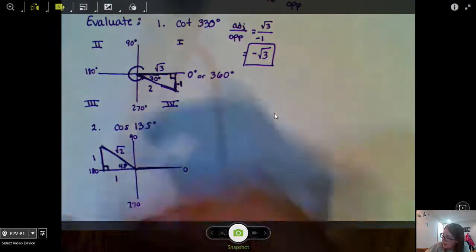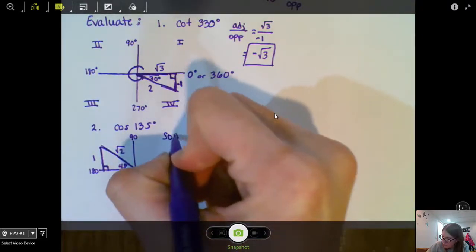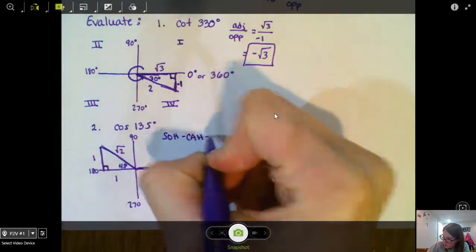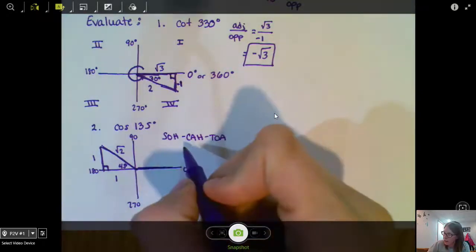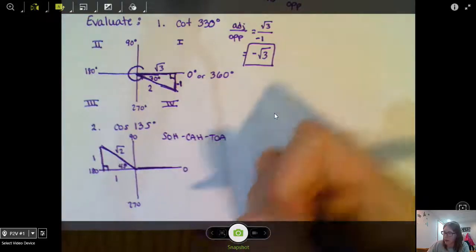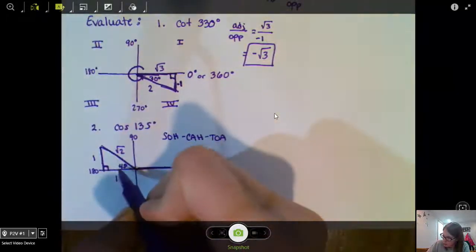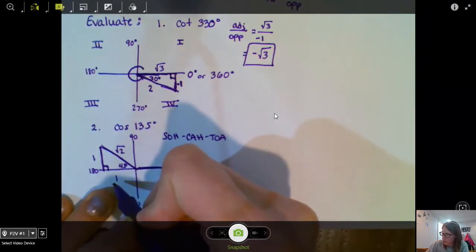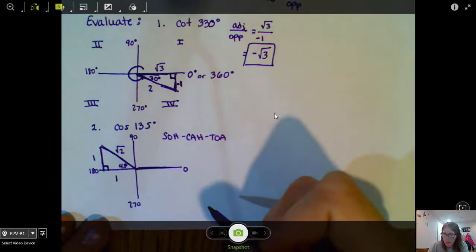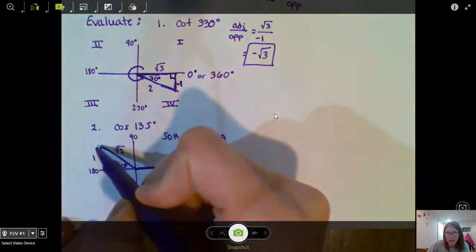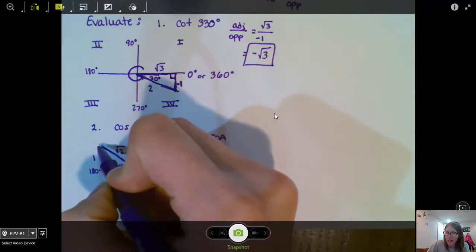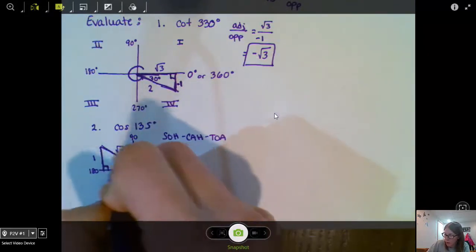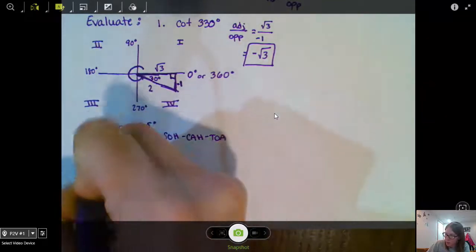All right, cosine, think SOHCAHTOA. Cosine is adjacent over the hypotenuse. So looking here, cosine is adjacent over hypotenuse. Well, there's one more thing we need to keep in mind. I'm in the second quadrant. If I have a point over here, I have a negative x value and a positive y value. My horizontal length is negative, my vertical length is positive.